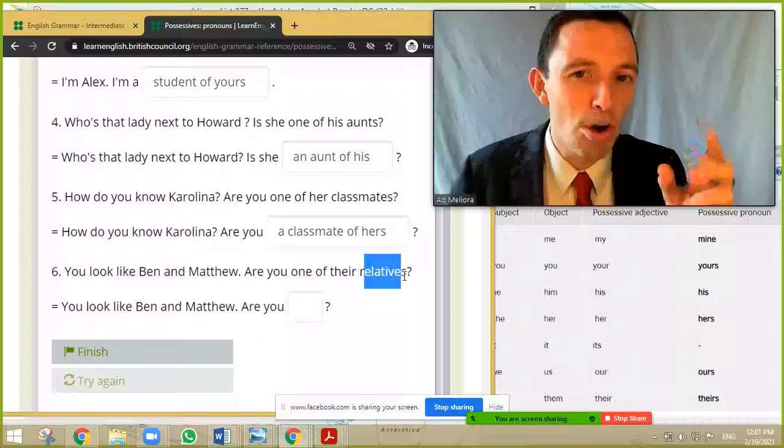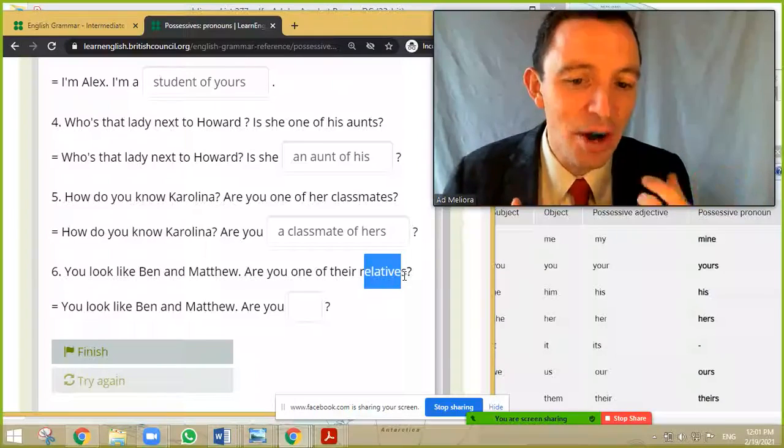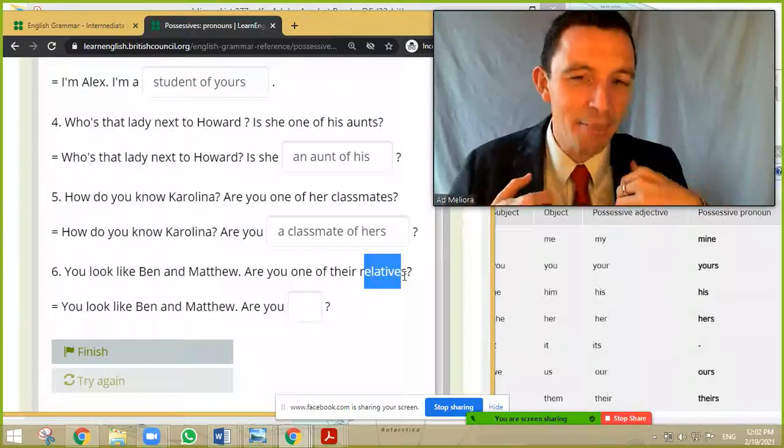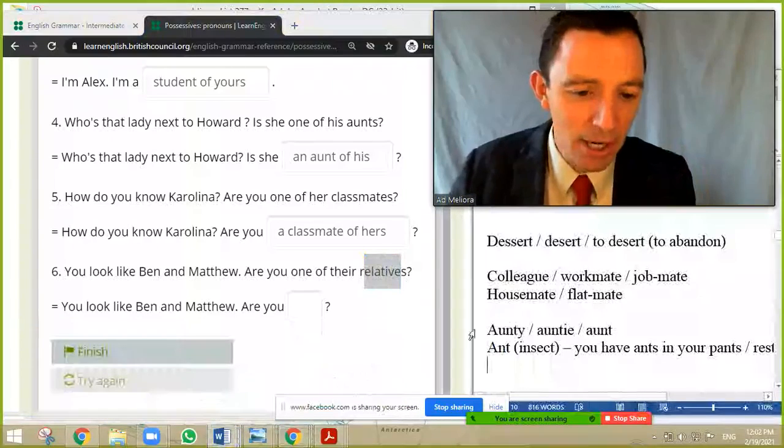And I think this word is difficult in the translation into Spanish. So a relative is somebody in your family. It is very, very important. A relative is somebody in your family.